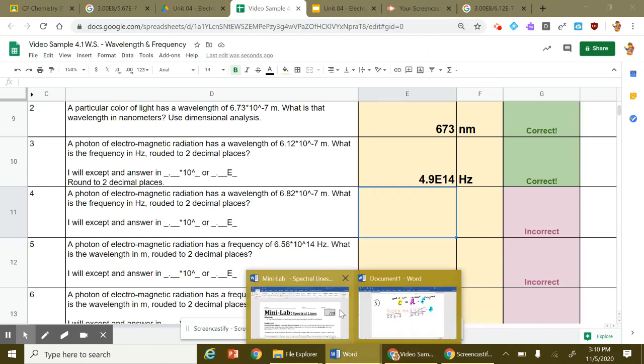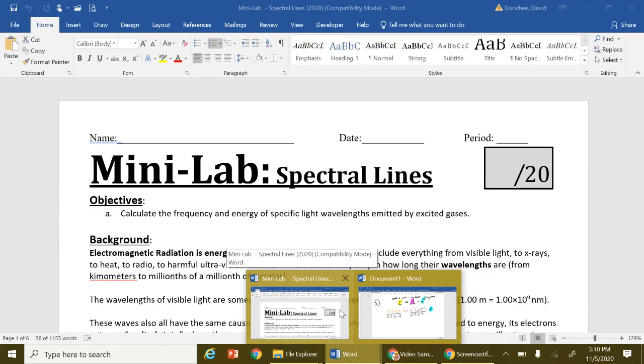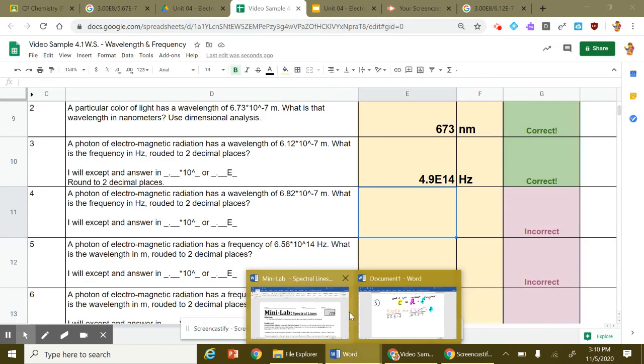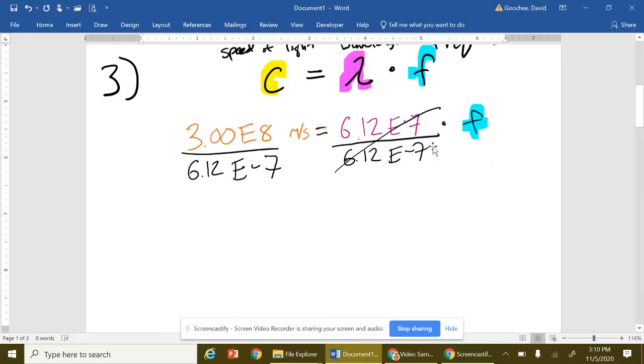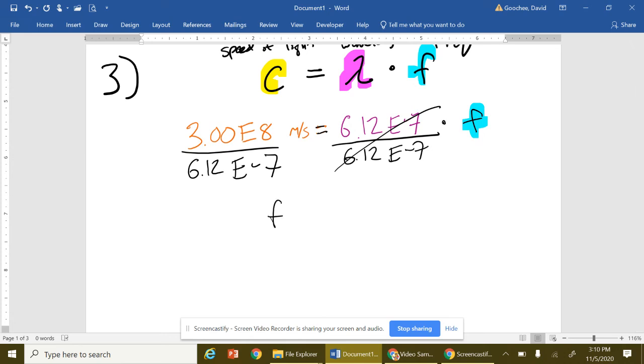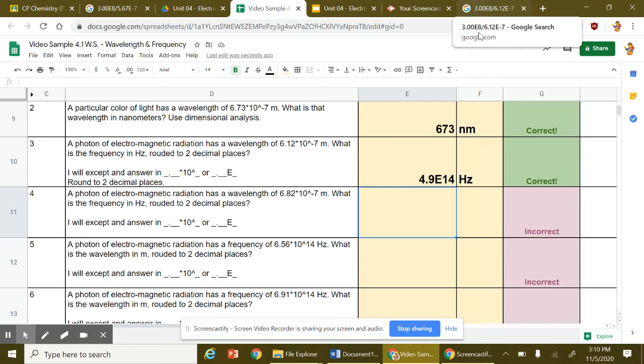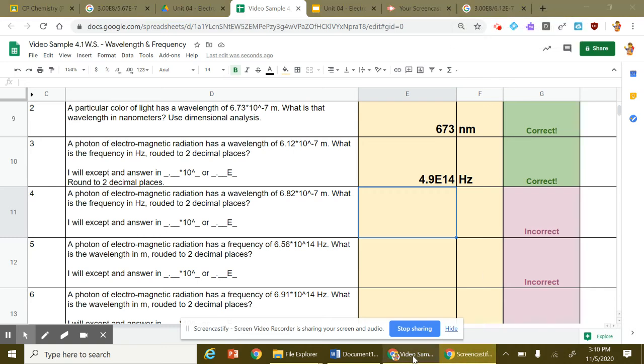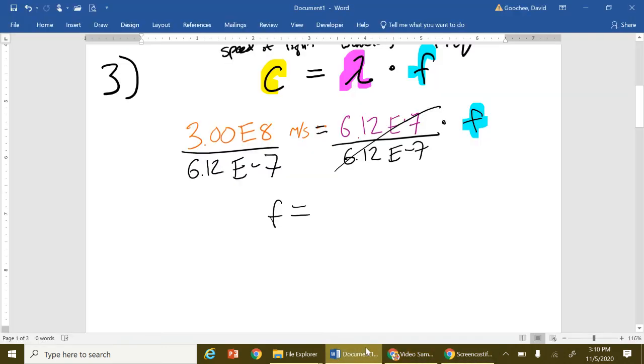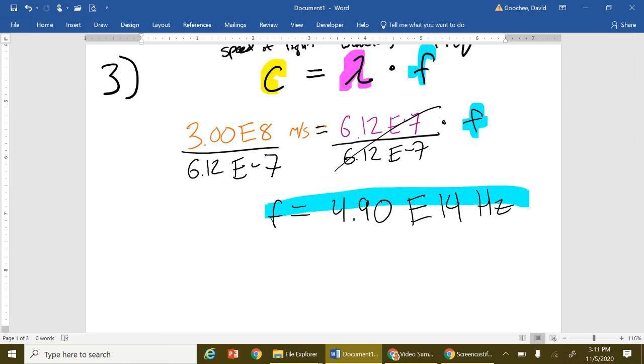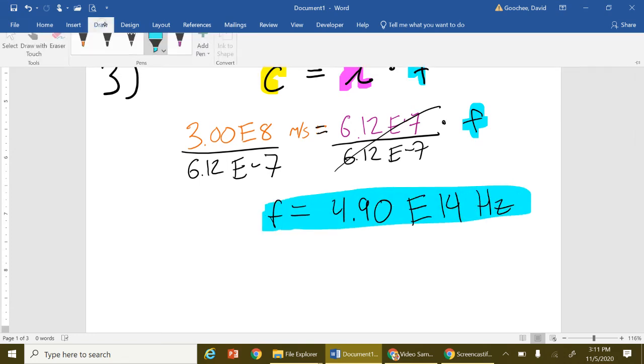All right. So there we go. So that's the answer to that question right there. So frequency equals 4.9 times 10 to the 14th. 4.9 times 10 to the 14th hertz is the answer. Okay. On to the next one.